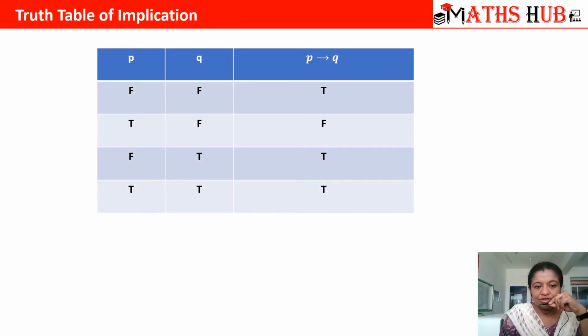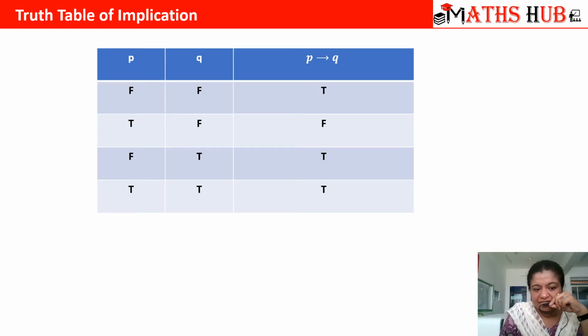Now let us understand the truth table of implication. For the truth table of implication, our inputs are the proposition P and the proposition Q, and our output is P implies Q. When both the statements are false, the implication is true. When the first statement P is true and the second statement Q is false, then P implies Q will be false. If the first statement is false and the second statement is true, it will be true. And if both the statements are true, then it will also be true.